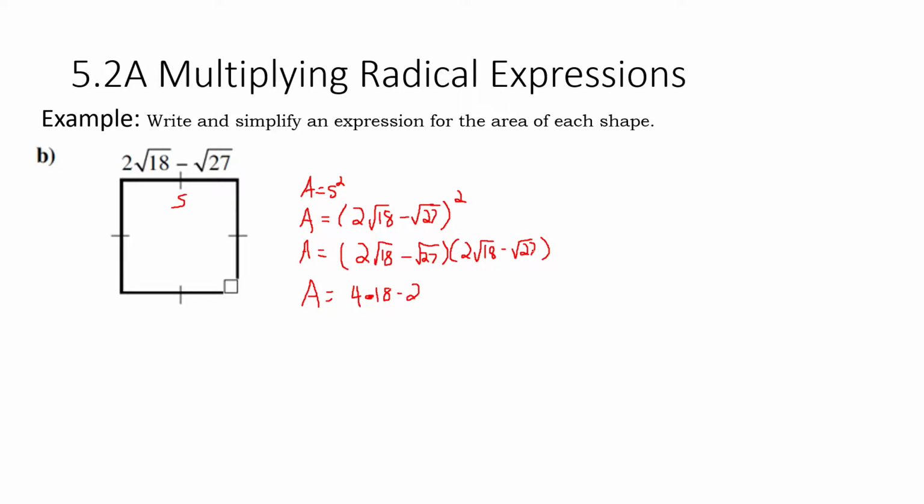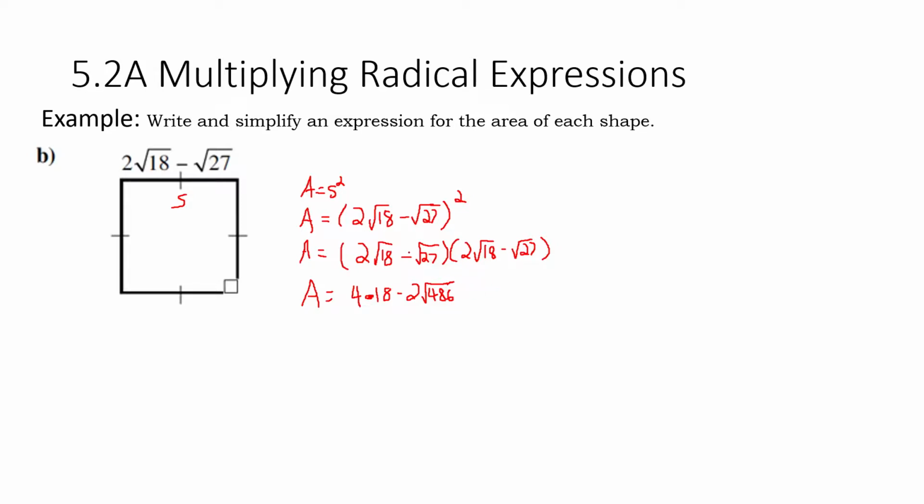And root 18 times root 27 is, well, it's challenging me. 20 times 27 would be 540. Minus 2 27s, minus 54 would be 486. So root 486. Sorry, almost made a mistake there.